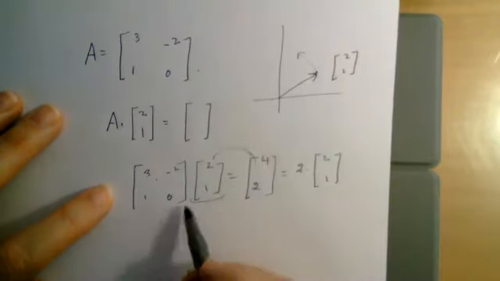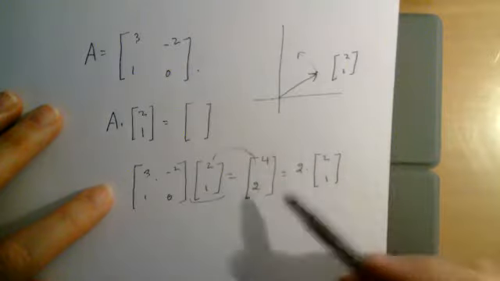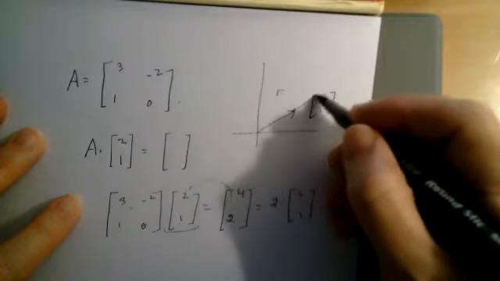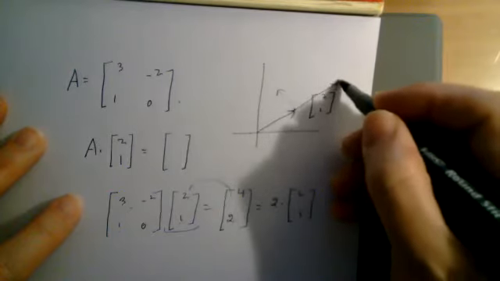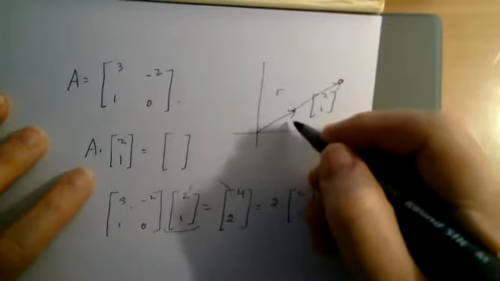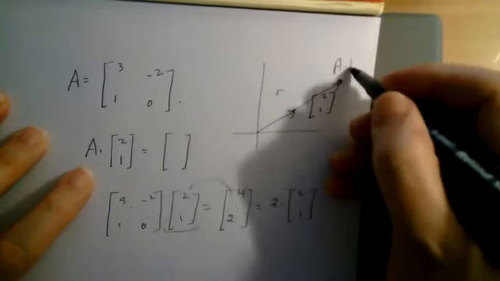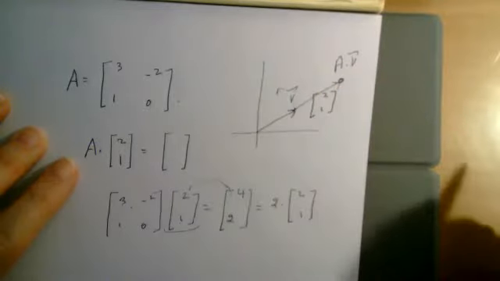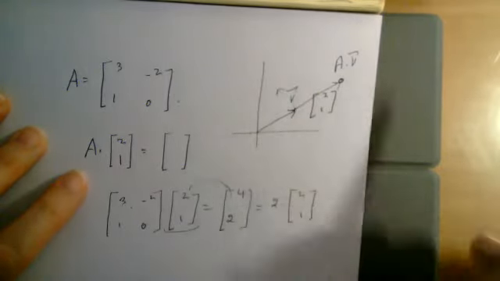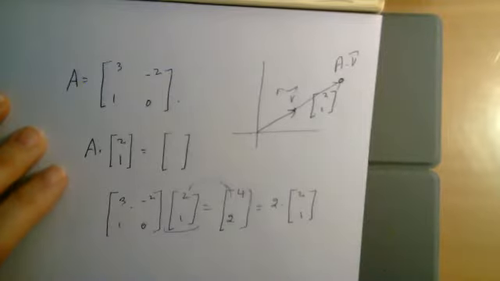The relationship is that (4, 2) is nothing more than twice the vector (2, 1). So it acts on the vector (2, 1), and what it does to this particular vector is nothing more than stretching it by a factor of 2. So this is A times V, and this is the vector V. The way A acts on the vector V is by scaling it. It doesn't do that for every vector.